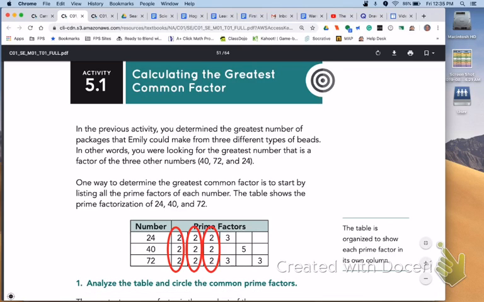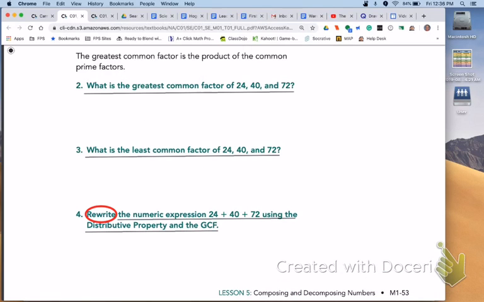For number 1, the common prime factors for 24, 40, and 72 are 2, 2, and 2. The greatest common factor is the product of the common prime factors. Please answer number 2, 3, and 4 with your group.